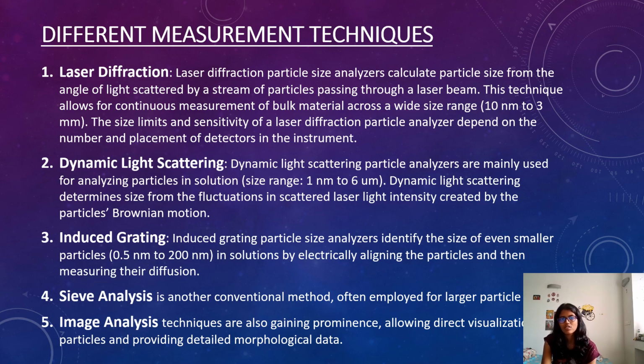Now, the second one is dynamic light scattering. This measures fluctuations in the intensity of scattered light caused by particle motion in a liquid suspension. The movement relates to particle size. The size range is from a few nanometers to about 6 micrometers, and this is ideal for nanoparticles and colloidal systems, and it has high sensitivity to small particles. This is suited for particles in suspension.